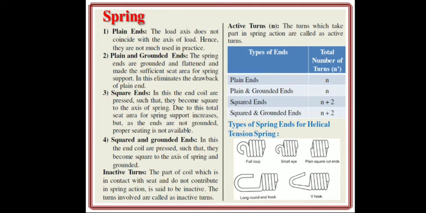Now here are the types of spring ends for the helical tension spring. In this diagram you can see the various types of spring ends: full loop type, small eye type, plain square cut end type, long round end and hook type, and V hook type.